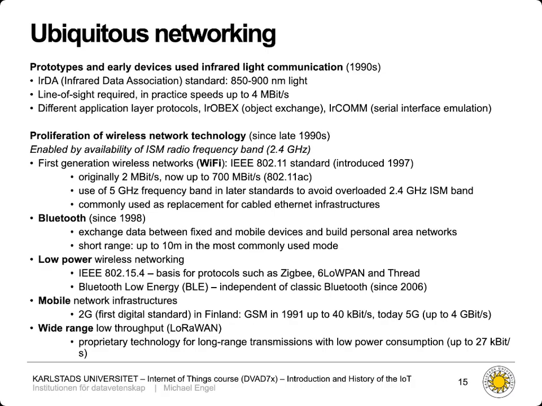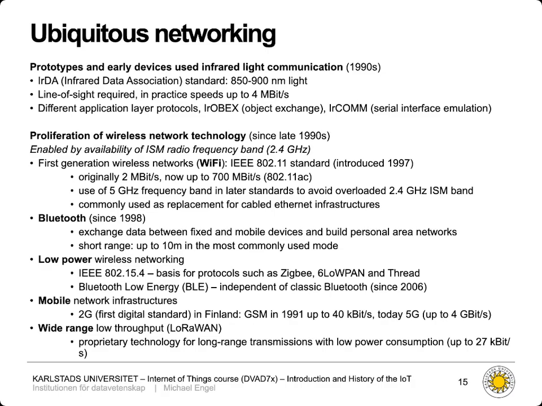Around the same time, another protocol came up called Bluetooth, and Bluetooth was made for a different application scenario. So Bluetooth was originally intended to quickly exchange data between fixed and mobile devices, and also to build personal area networks of wireless devices. So compared to Wi-Fi, Bluetooth is short range, usually up to 10 meters in the most commonly used mode, and originally the throughput was also much lower.